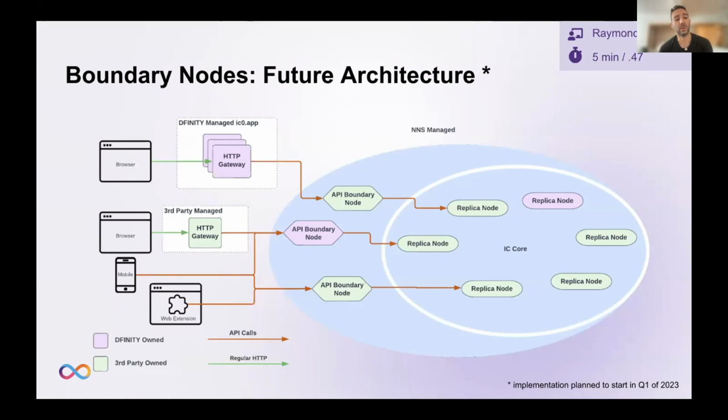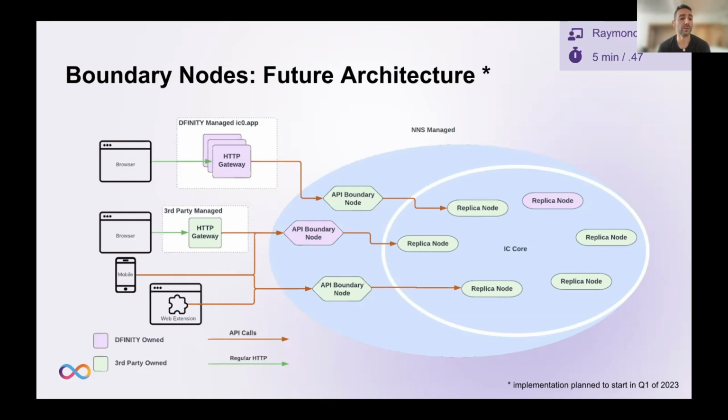The API boundary nodes, on the other hand, will handle canister API calls and route them to the correct subnet and replica node. They'll also provide caching and rate limiting, and they will be managed and rewarded through the NNS like the replicas. We expect that the vast majority of API boundary nodes will be provided by third parties, with only a few of them by DFINITY, same as the replicas.